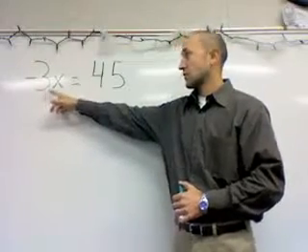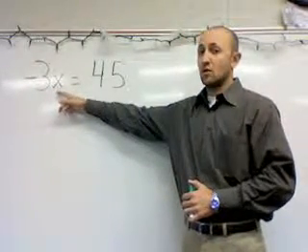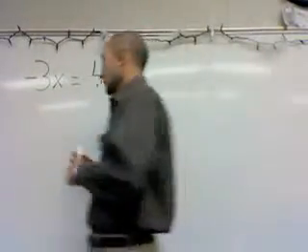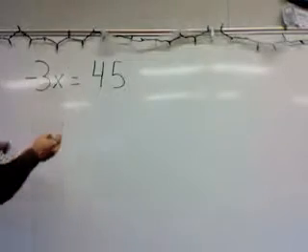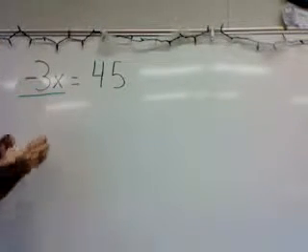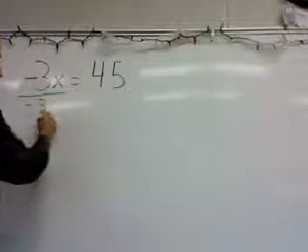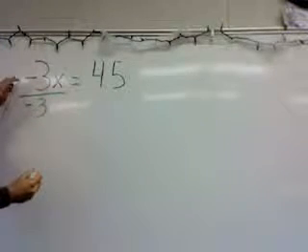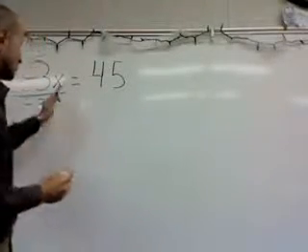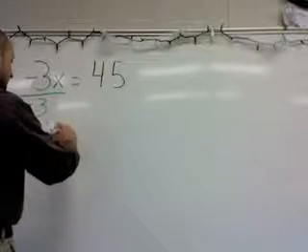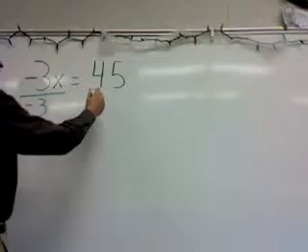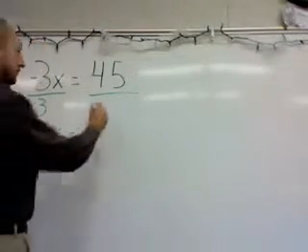And since it's negative 3 times x, I know that the opposite of multiplying is going to be division. So what I want to do now is divide both sides by this negative 3. So I'm going to put a fraction bar underneath this to show that I'm doing division. And negative 3 divided by negative 3 is going to be 1, which is just going to leave me with my x now. And since I did this by negative 3, I have to divide this by negative 3.